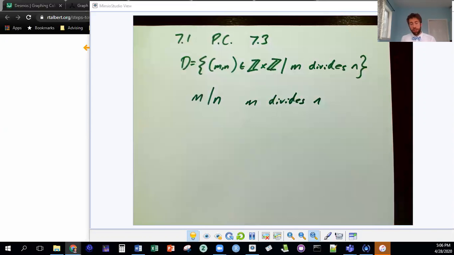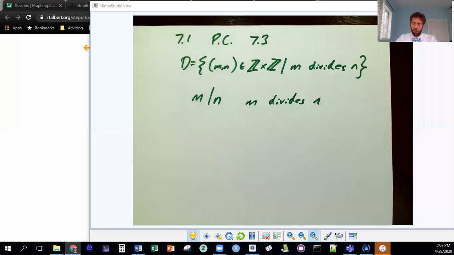All right, what is the domain and range of this relation? Well, what integers can divide things? So, gotta think a second. There's certain rules about 0 that we should be careful about. So let me just check on that real quick.